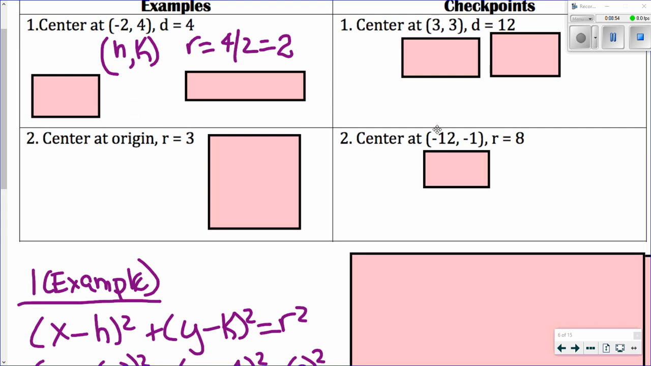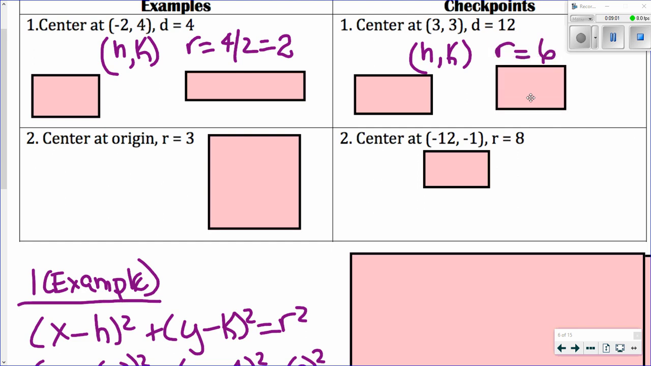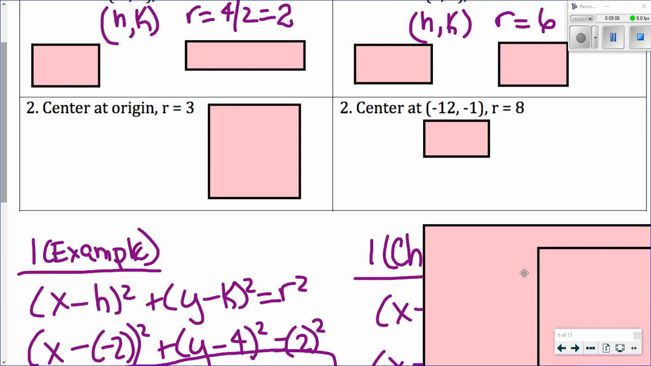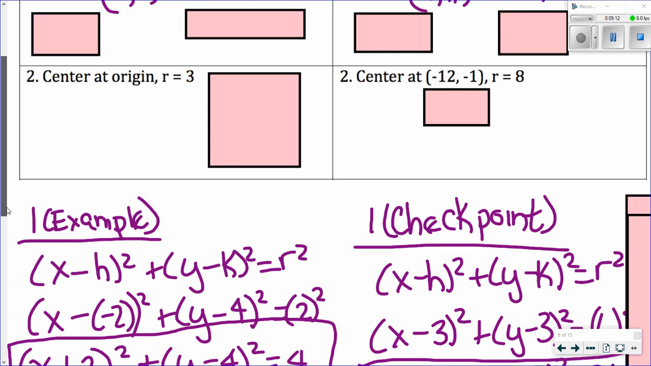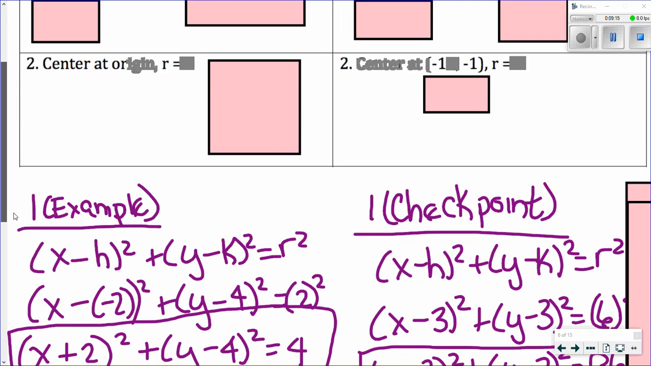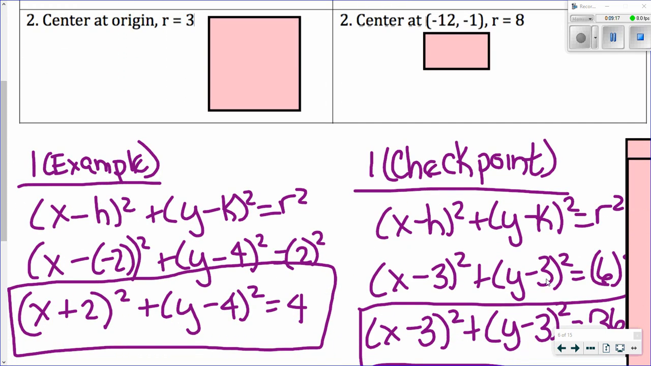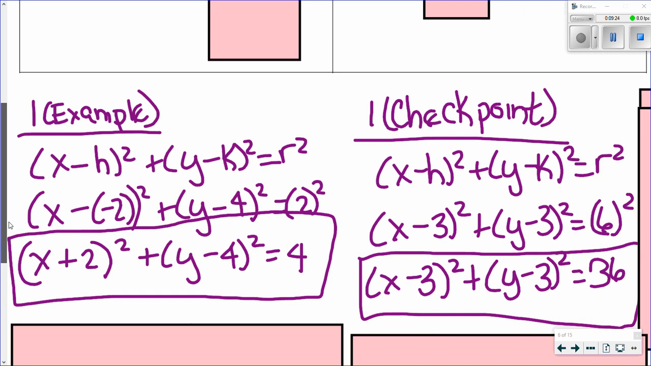For the next one, same thing. They gave us the center, which is h, k. They gave us the diameter. We need to do half. That gives us 6. And then when we do the work, we have again our formula. We plug in. Our h was 3, and our k was 3, and then our r was 6. We square it, and then we come up with our circle equation.